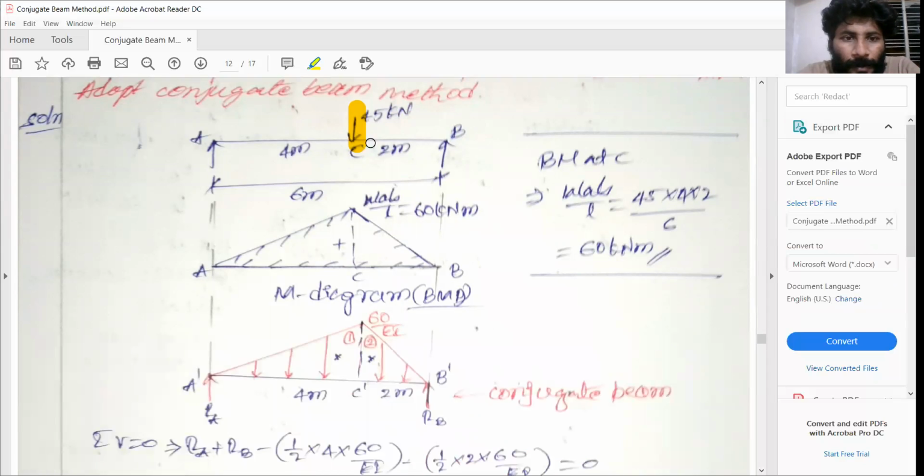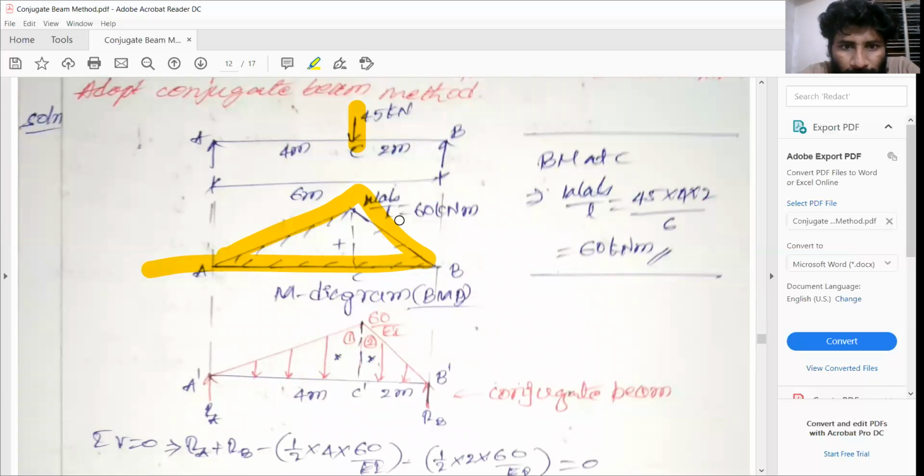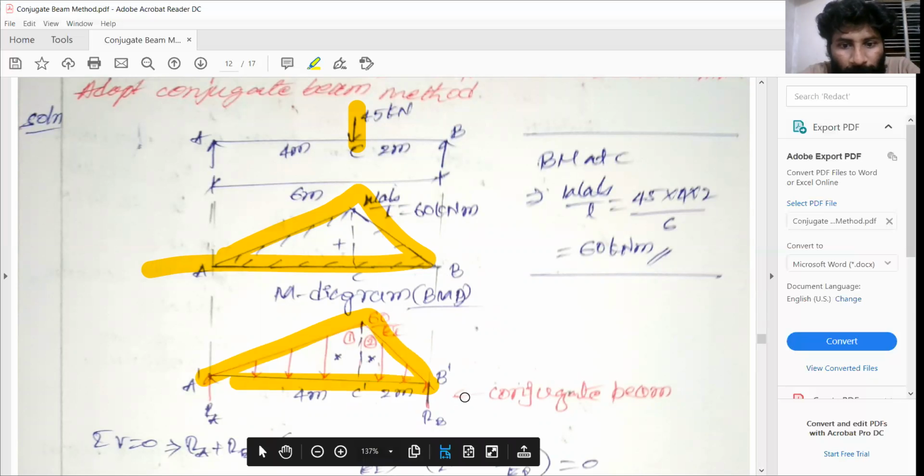So again, if you don't know the formula, W a b by L, you have to find the reactions RA and RB. Take moment about this, that will be your bending moment diagram. Again, it's positive. So EI is constant. Therefore 60 kN is there, 60 divided by EI constant. So this will be your loading on the conjugate beam. Simply supported beam, again in the conjugate beam also, it's simply supported.